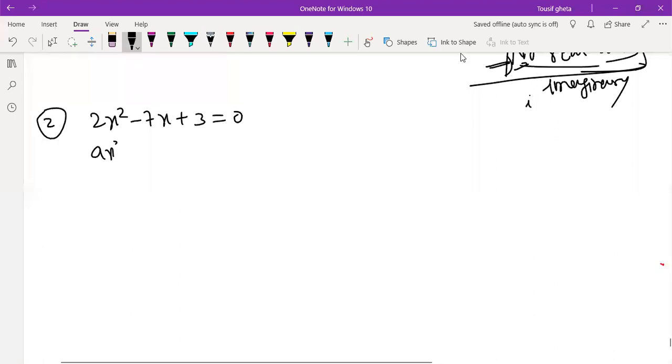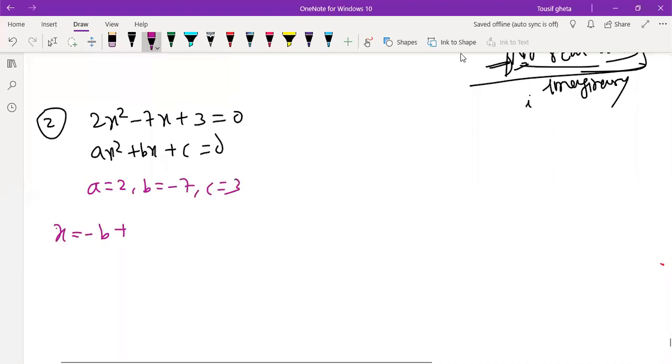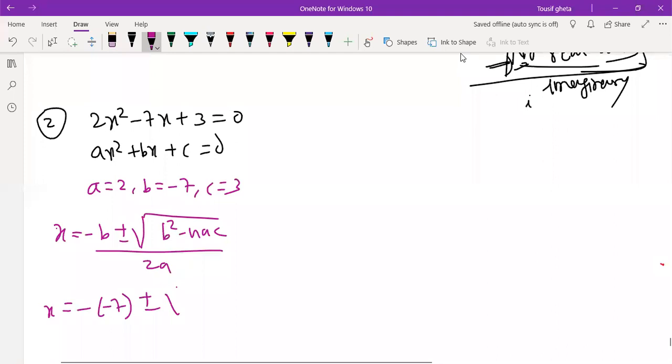Ax square plus bx plus c is equal to 0. A is equal to 2, b is equal to minus 7, c is equal to 3. X is equal to minus b plus or minus root of b square minus 4ac by 2a. X is equal to minus of minus 7 plus or minus root of. If you want directly, you can write minus into minus plus 7, okay? This is minus and this minus. Minus into minus plus 7, directly also you can write. Yes, Krishna, Chetan, right answer, good. So b square now, b square is nothing but minus 7 square minus 4.